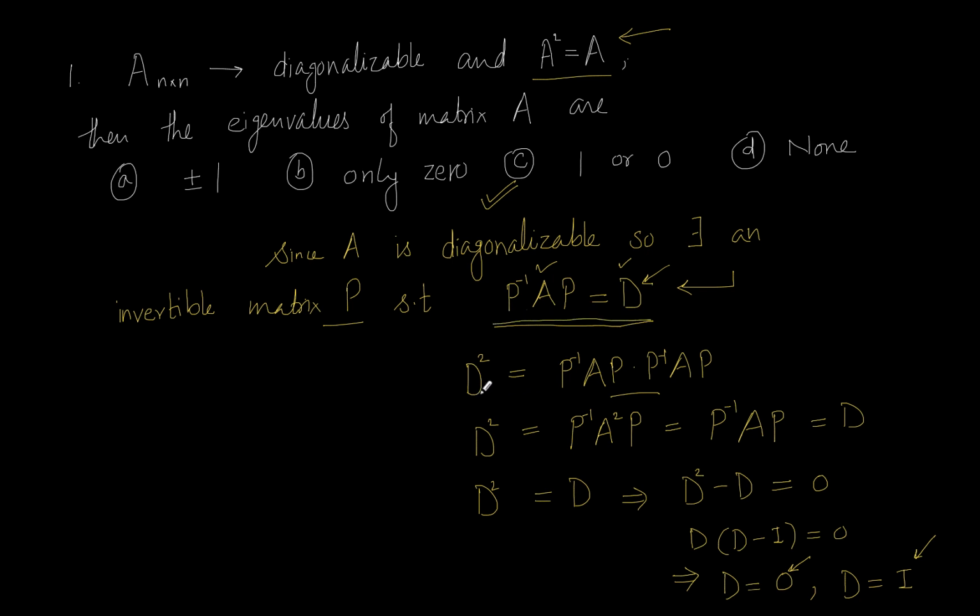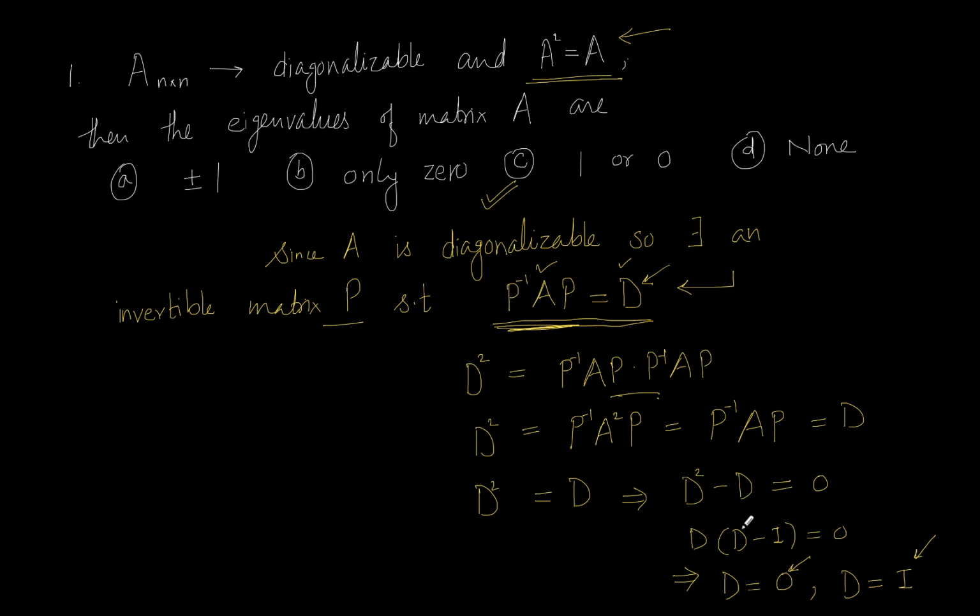Now just write down D square is equal to, just repeat this matrix two times, P inverse AP into P inverse AP, and we know that PP inverse will be identity, and A into A will be A square. In the question, it is given that A square is equal to A. So that means you can write down P inverse AP. And here we know that P inverse AP is same as D. So we have D square is same as D.